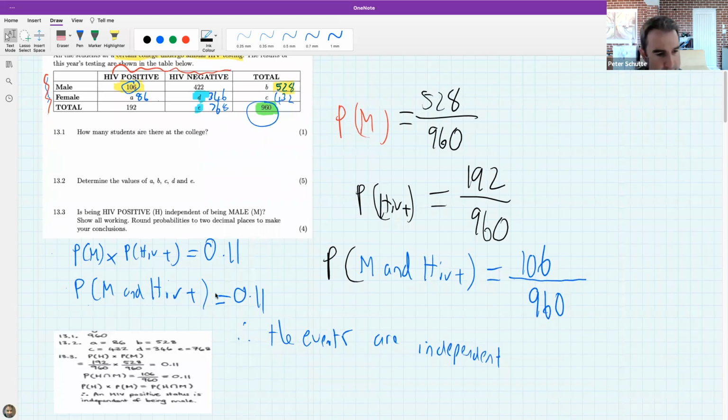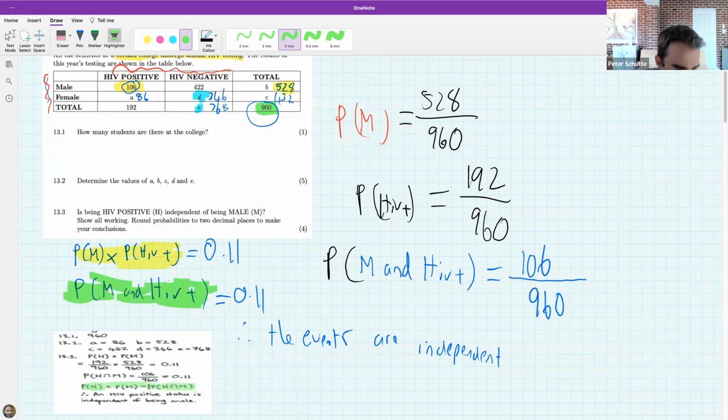So Tato, all I did was I was basically seeing whether or not the one times the other is equal to the and part. So I was just checking whether this part, the A times the B, is the same as the A and the B. And because they were the same, we say the events are independent. We know that that is true if we use a different notation.